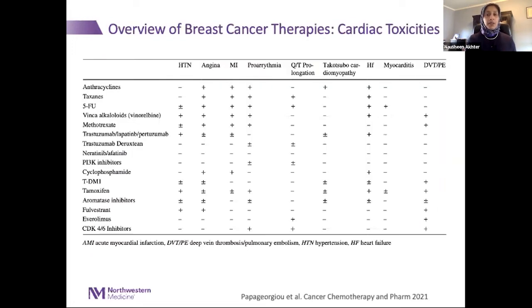There are many new therapies in breast cancer in 2022, and they have a wide range of cardiovascular toxicities. We really don't have time to go into all of these in depth today. This table actually does not even include immunotherapies, even though this review was published in 2021.